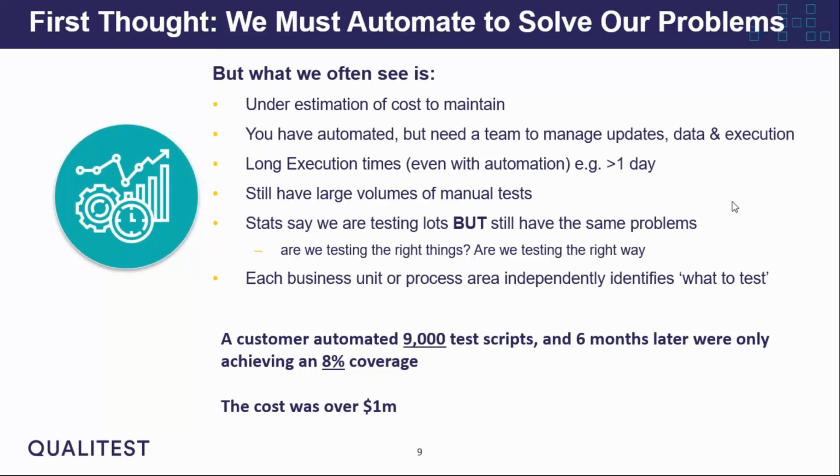And then from a quality perspective, we do a deep dive, we do assessments, and we look into the statistics, and we see that we're testing lots, but we still have the same results. So we ask the question, are we testing the right things? And are we testing correctly? Are we testing how it's meant to be tested? So this is where we can enhance with some AI features and really learn about the data and provide that continuous improvement. And ultimately, we still find each business unit and process area are working independently.